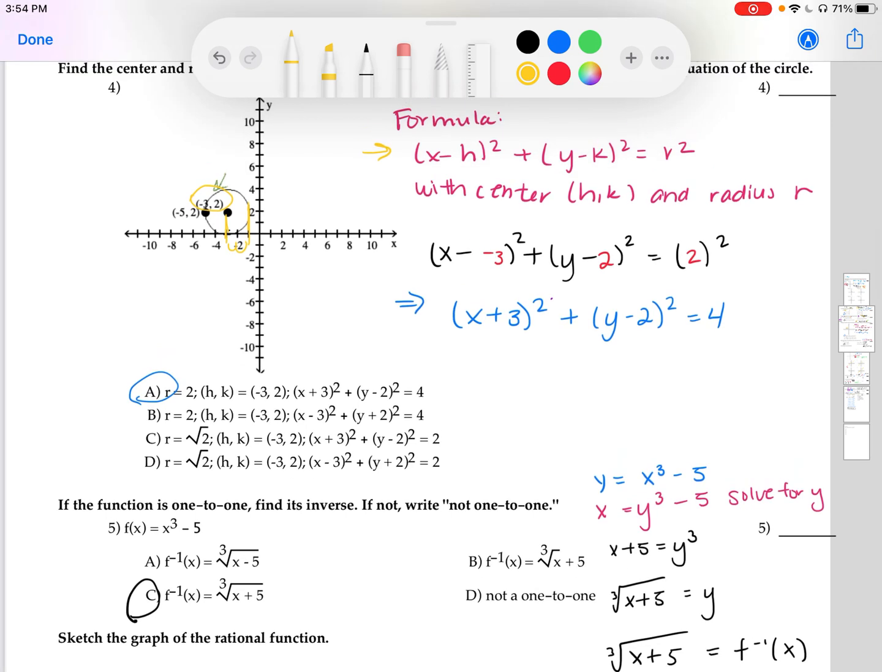So if it's helpful, what I mean by that is you can replace the h and the k from the center and replace the r and then plug them in to work it out.